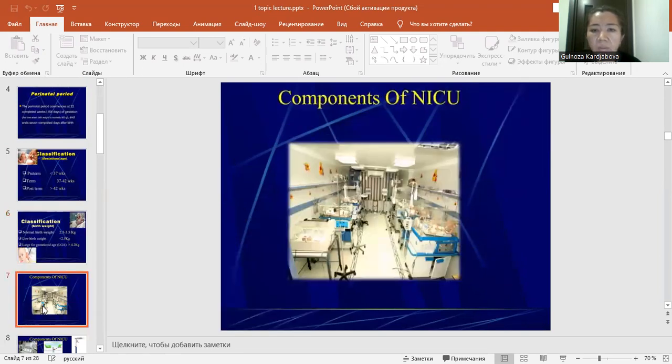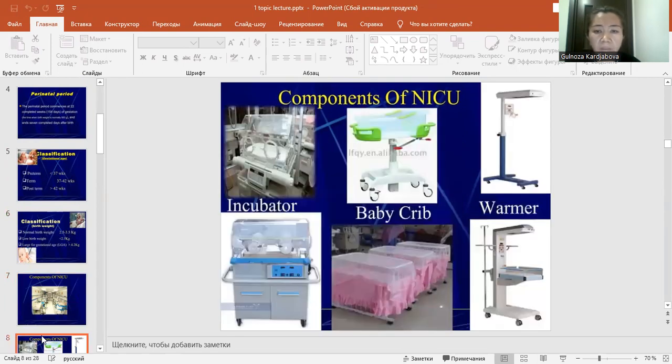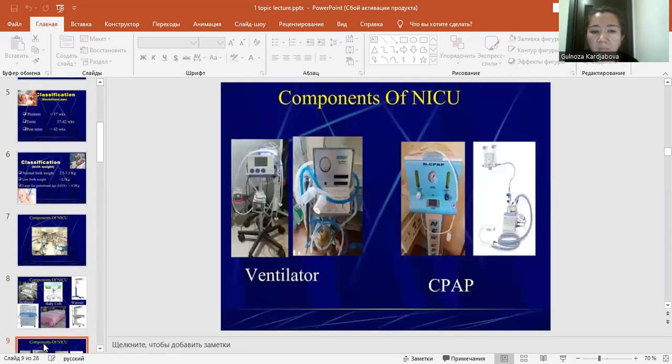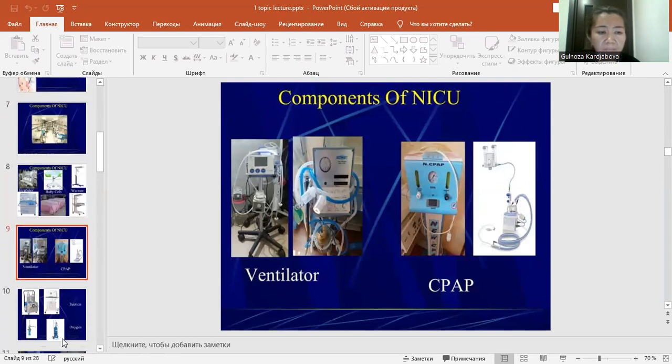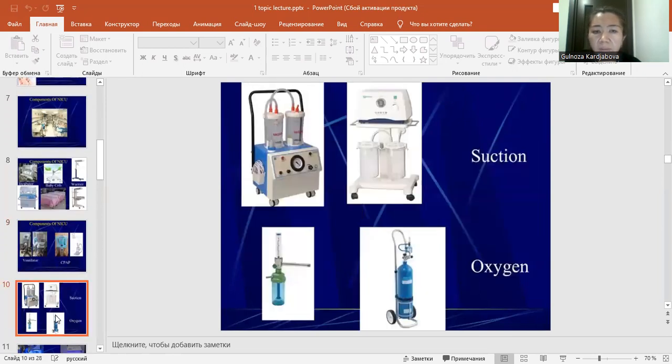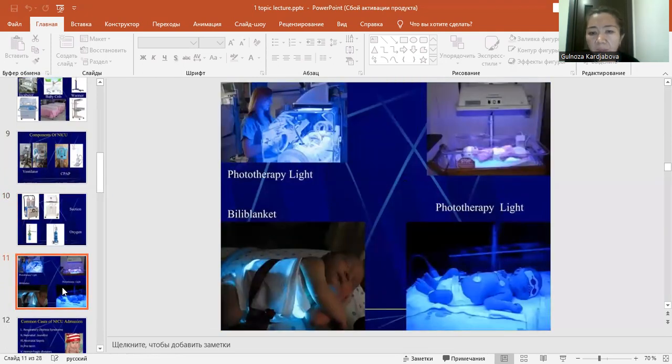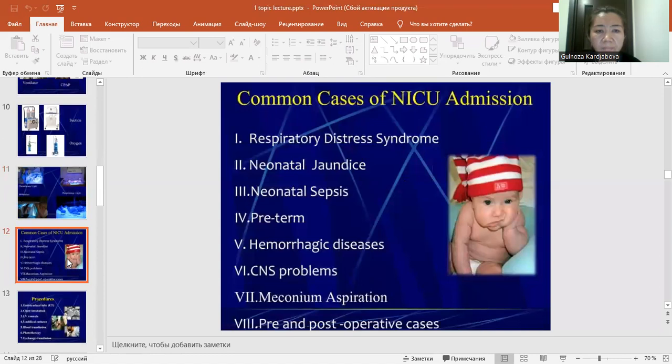We have a neonatal intensive care unit with some modern equipment which will help neonates to survive. So it is baby crib warmer, incubator, and many types of ventilators, CPAPs, and also suction and oxygen equipment. Phototherapy lights, blue blankets, and etc.